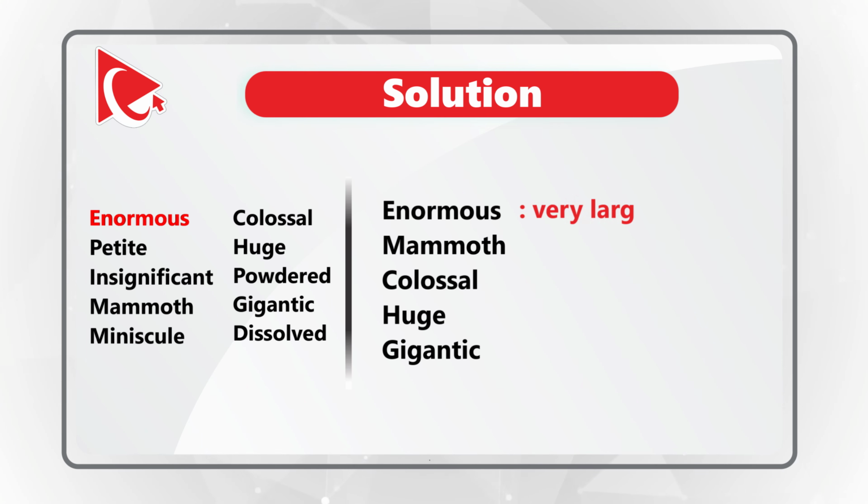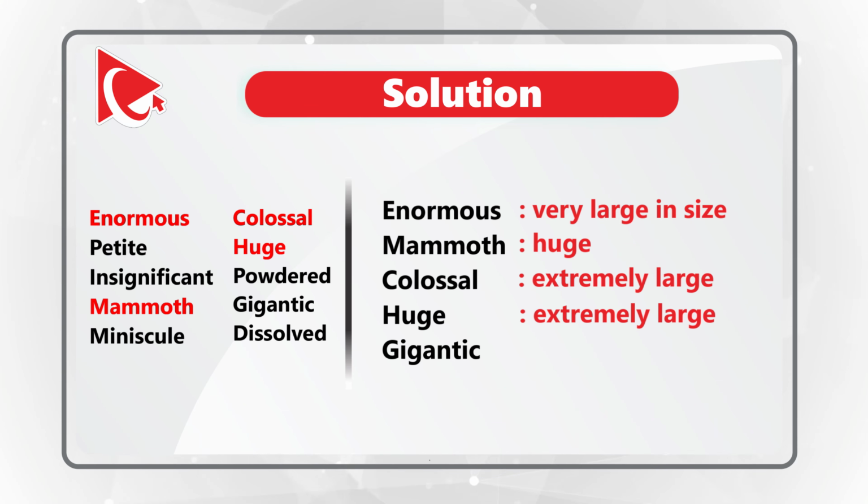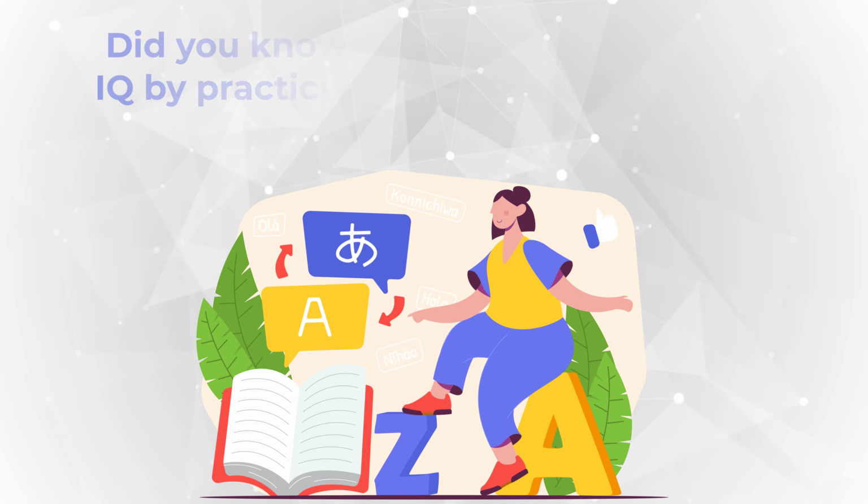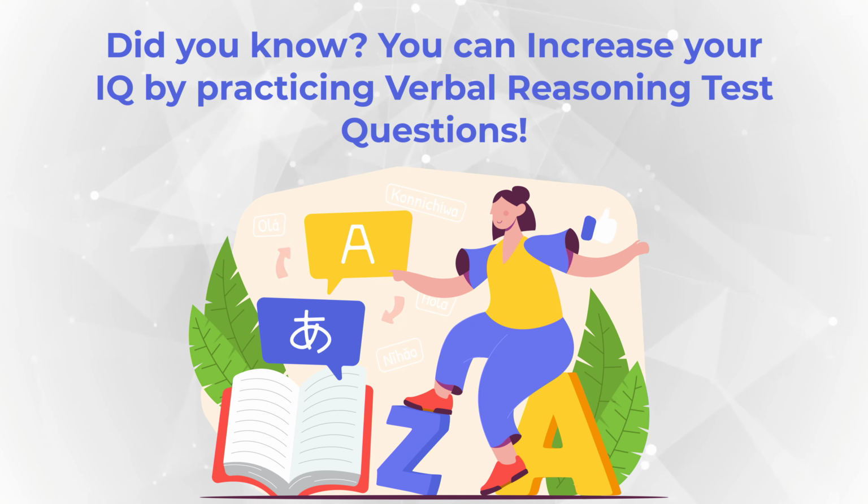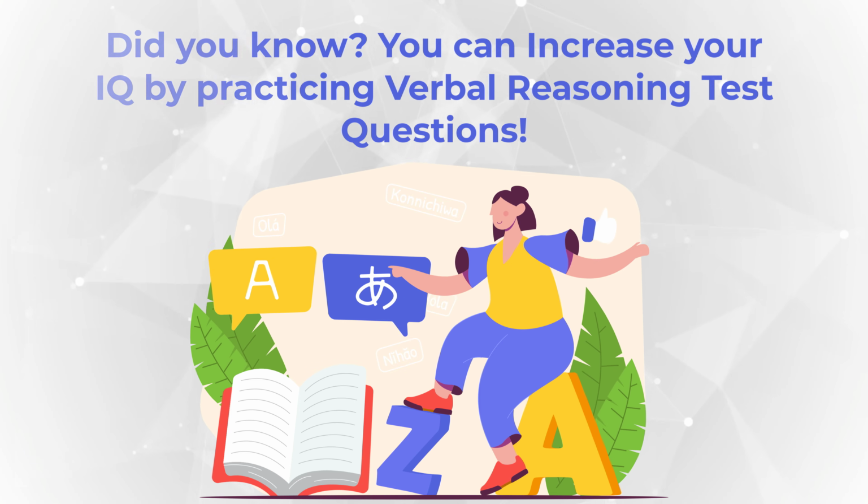Enormous means very large in size. Mammoth means huge. Colossal means extremely large. As well as the word huge has a similar meaning of extremely large. And then finally, the word gigantic means item of a very large size. And finally, something you may or may not know. Practicing questions like this not just helps you increase your English dictionary, but also increases your IQ.